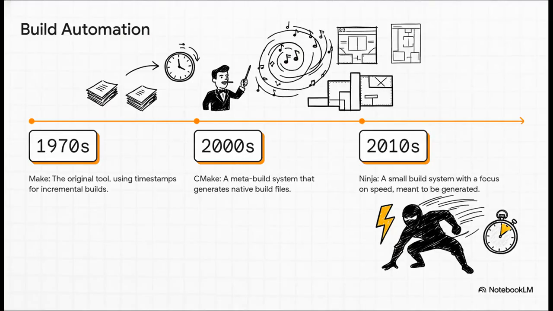It started way back in the 70s with Make, which was a pretty basic conductor that just looked at file timestamps. Then we got meta build systems like CMake, which are more like a composer. They write different scores, like a Makefile or a Visual Studio project for different platforms. And now we have these hyper-fast conductors like Ninja, which are just built for pure execution speed.